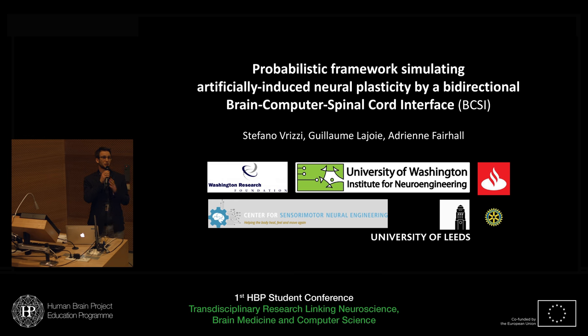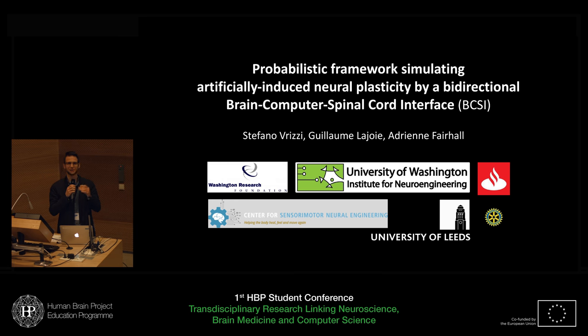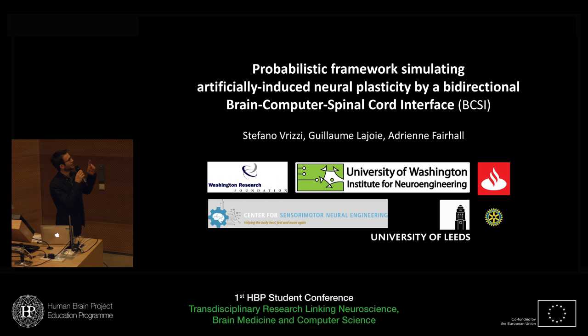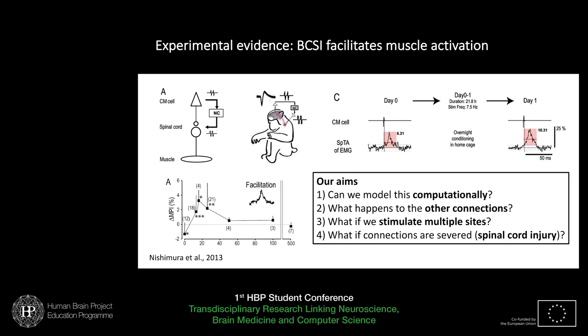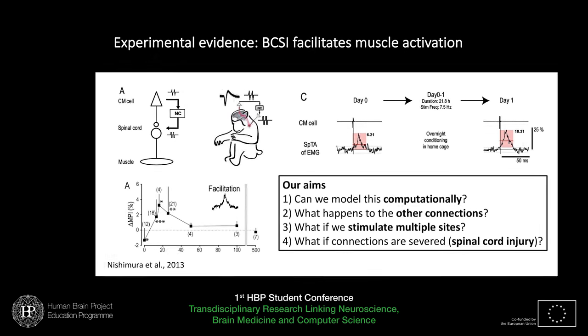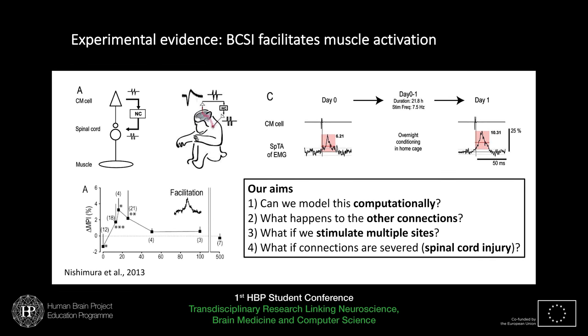I'm a final year undergraduate student in the UK, but last year I was in the US working with very nice people on a very fancy device, because the name is longer than seven letters. It's a Brain-Computer-Spinal Cord Interface, and to make it less fancy, we said, well, it's BCSI. What does it do? From experimental evidence, we know that this machine is recording from single neuron activity in the motor cortex, applying a delay of some milliseconds and then stimulating the spinal cord.